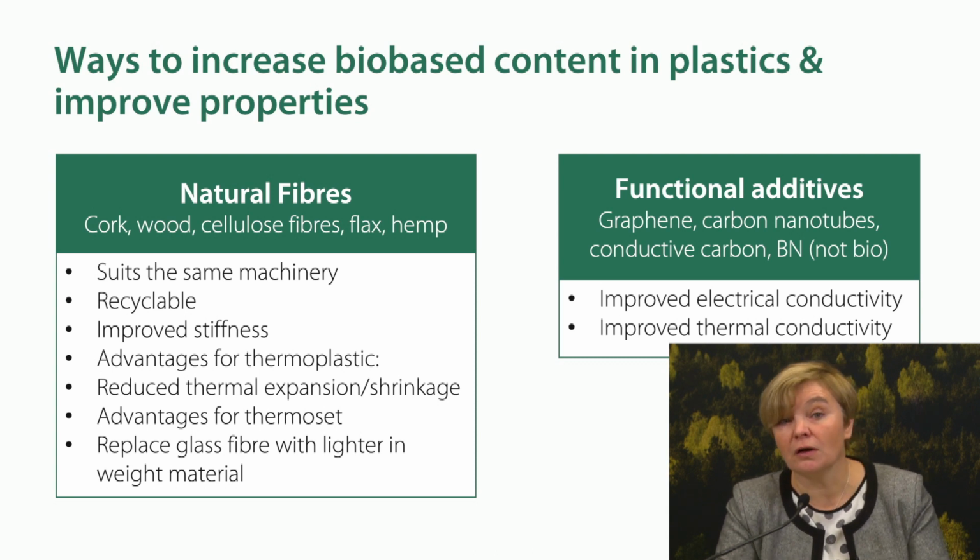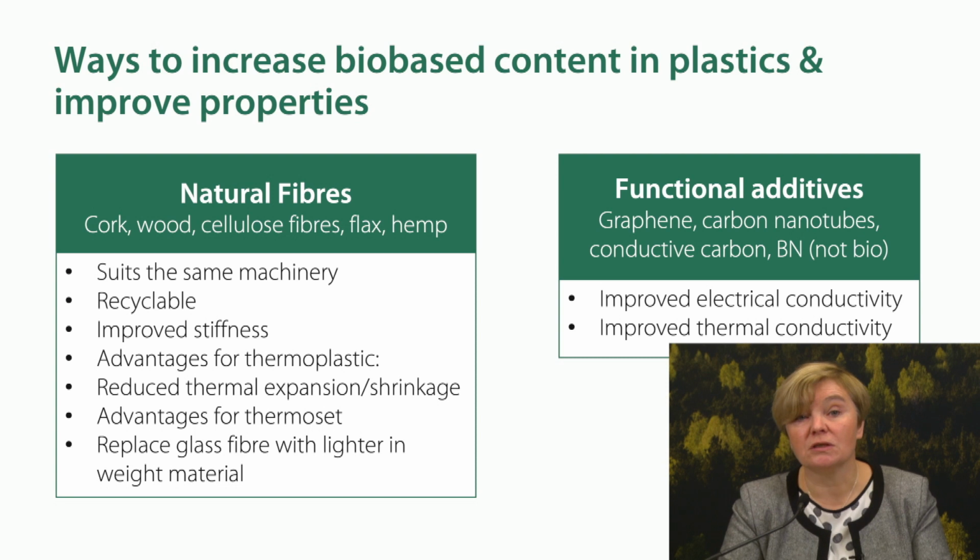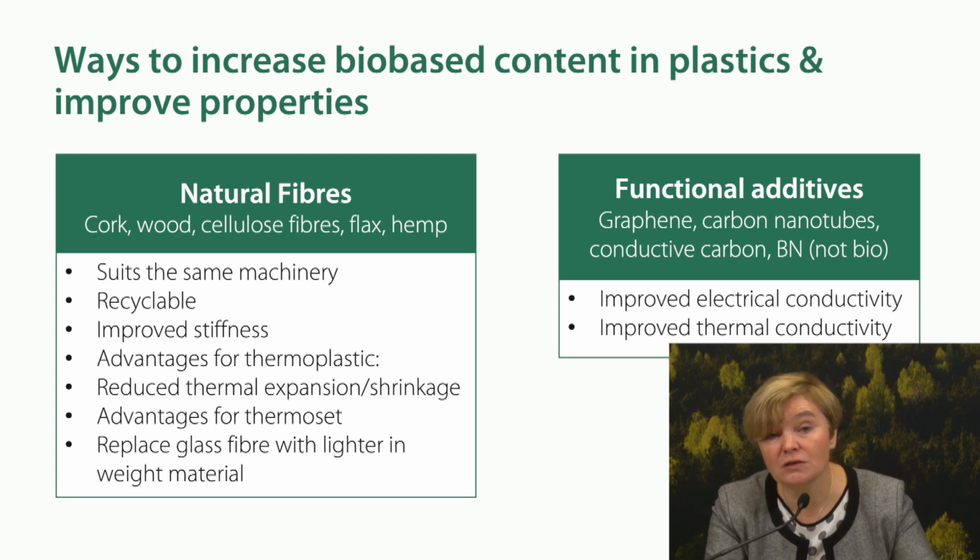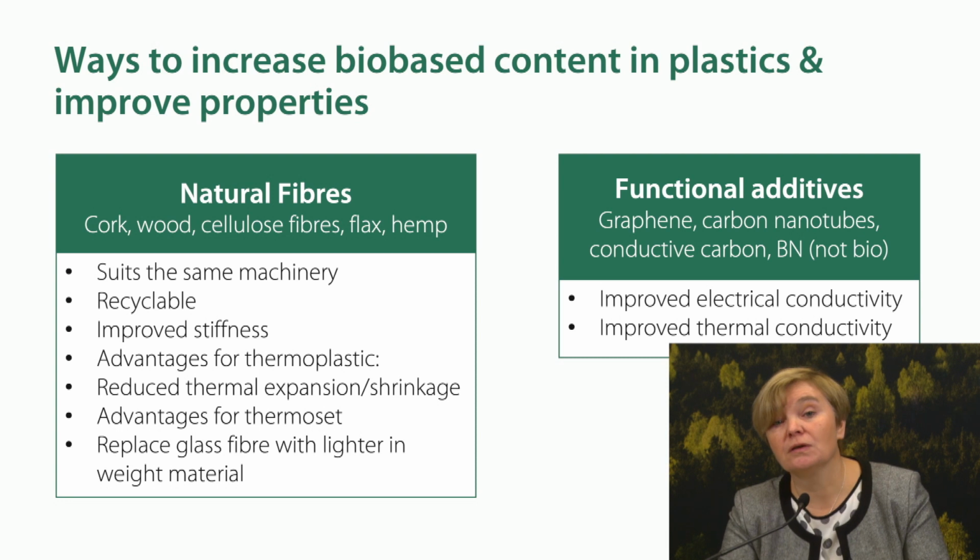Through the life cycle, you have the savings you would like to have in your sustainable products. Then you also need to look for the functional additives, because in some cases you need to functionalize your polymers to have certain properties, like for example electrical conductivity or improved thermal conductivity. And as I previously mentioned, graphene, carbon nanotubes and conductive carbon can be obtained from bio-based sources. So actually you could increase the bio-based content through having materials developed from those sources.